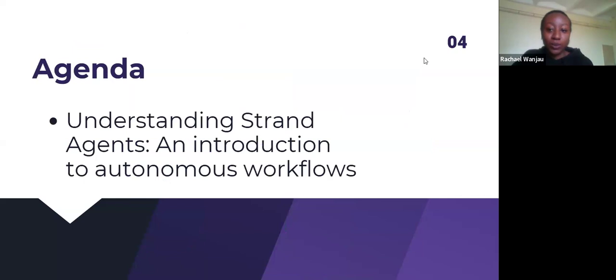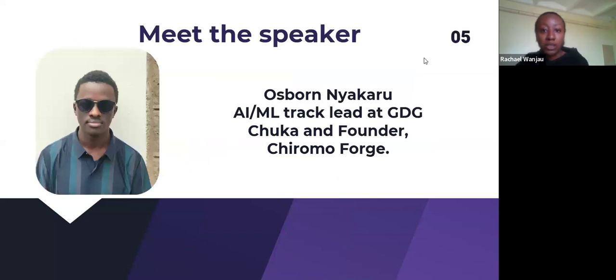Our agenda today is to understand Strands agents, and we are starting with an introduction to autonomous workflows. For us to achieve this agenda, I want us to meet the speaker. The speaker is called Osborn Nyakaru. He is the AIML track lead for GDG Chuka, and also the founder of Chiromo Forge. Chiromo Forge is a platform that aggregates hackathons and challenges the movement of hackathons, and it's amazing.